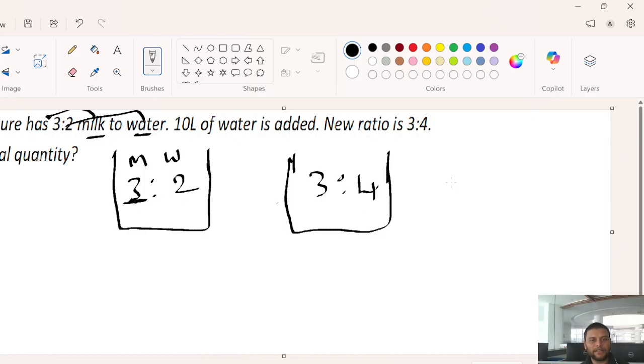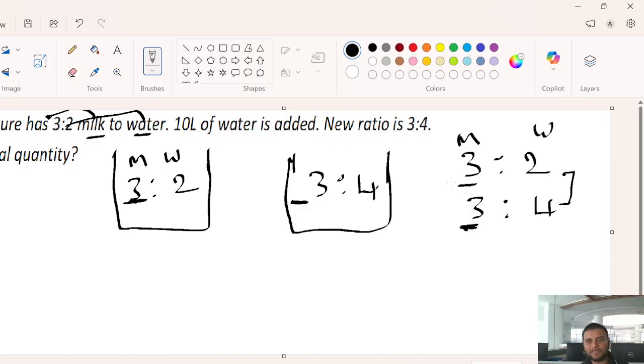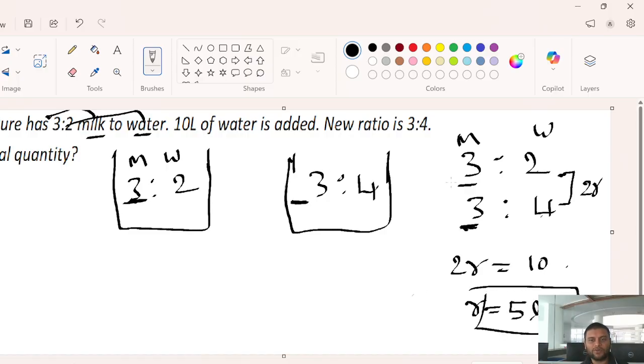Clearly, guys, milk quantities are the same. Let me note down over here. This is the original ratio. This is the mixed ratio. This is milk and this is water, guys. Milk quantities are the same. So 10 liters of water addition is resulting in 2 ratio change, because initially water quantity is 2, now it has become 4 because of adding 10 liters. So I can say 2 ratio change must be equal to 10 liters of water addition. So 1 ratio change is equal to 5 liters.